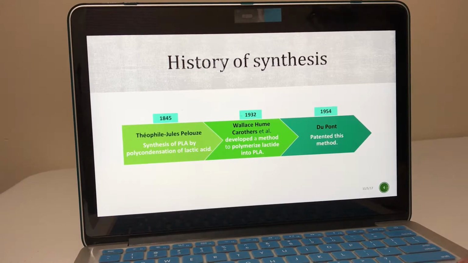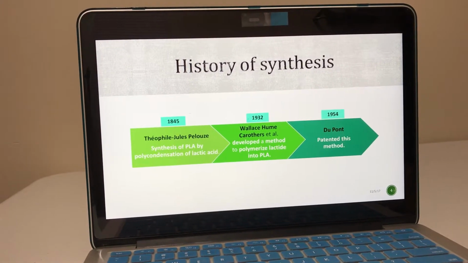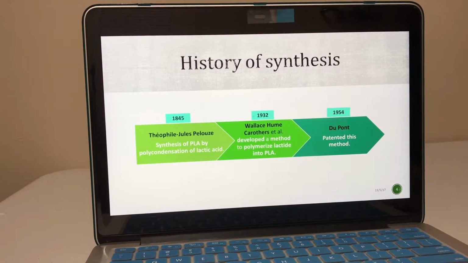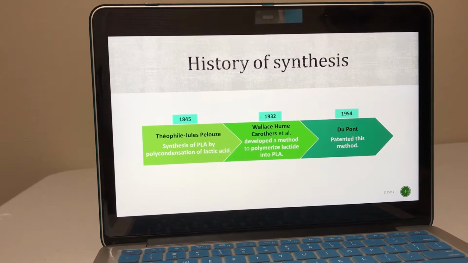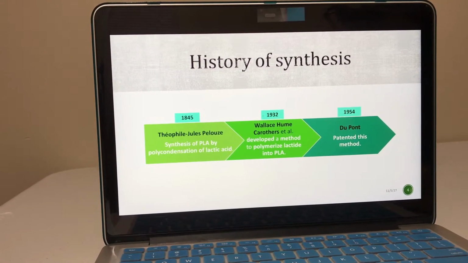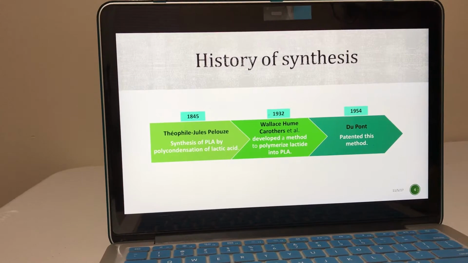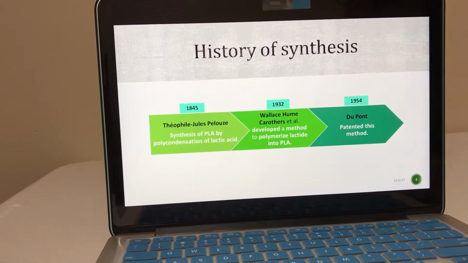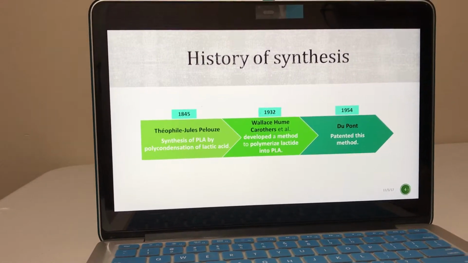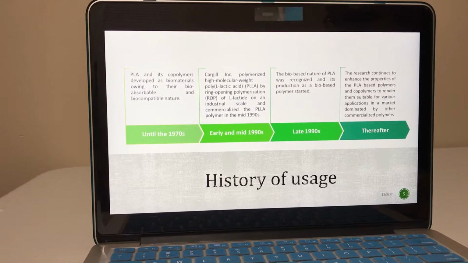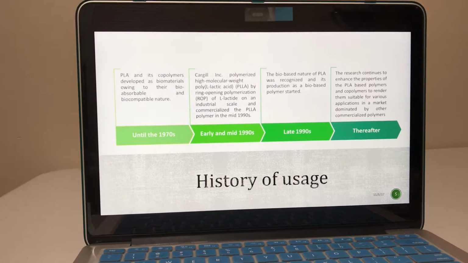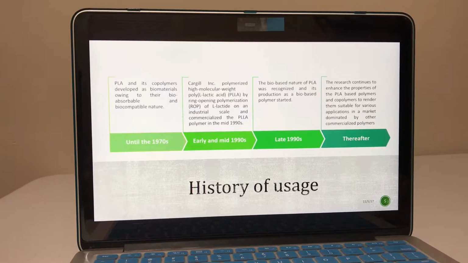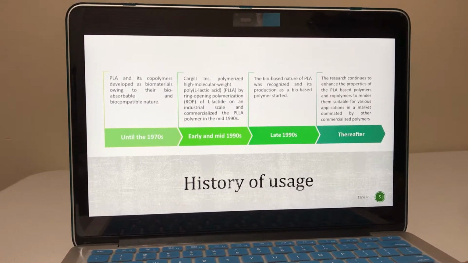The first recorded synthesis of low molecular weight PLA by polycondensation of lactic acid was recorded in the 1800s. In 1932, Wallace Carothers developed a method to polymerize lactide into polylactic acid. In 1954, DuPont patented this method. Until the 1970s, PLA was vastly used as a biomaterial. The 1990s saw its commercialization and foray into the packaging world.